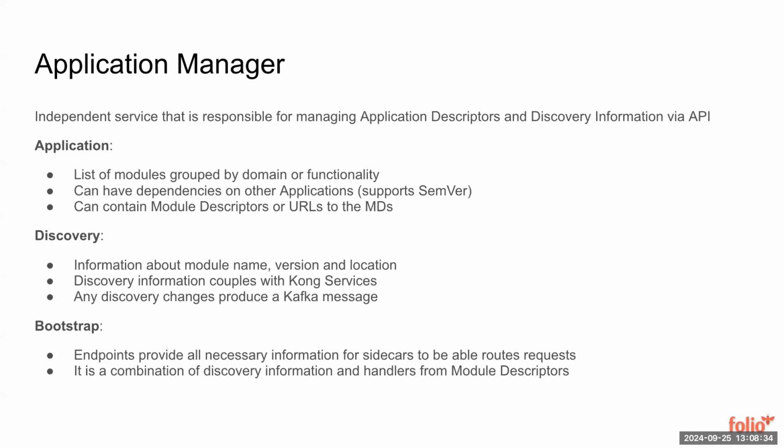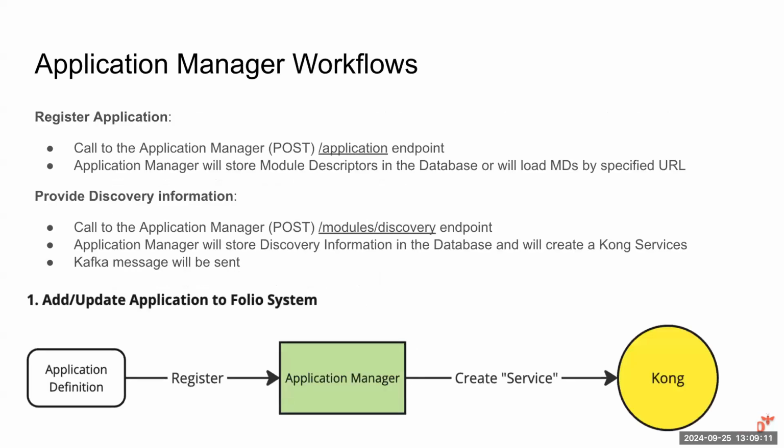And the third, let's say, entity for application manager is bootstrap information. It's a system endpoint that provides all necessary information for sidecars to be able to route requests from one sidecar to another sidecar, and it's some kind of mix of information from module descriptor and discovery. So a sidecar should know how to route a request from one module to another module. For this purpose, we need to know where this particular module is deployed. So let's wrap up these things.